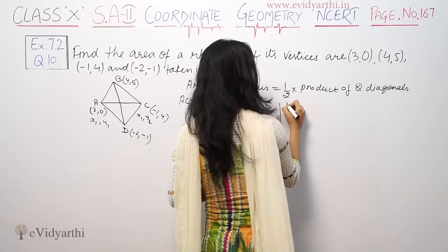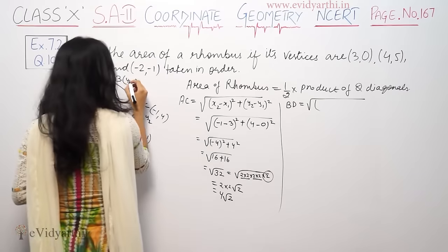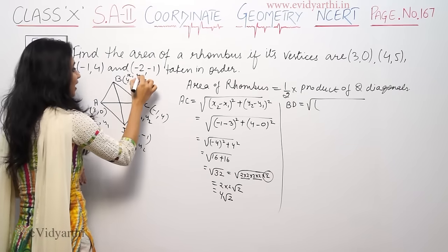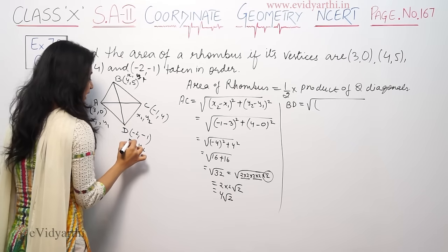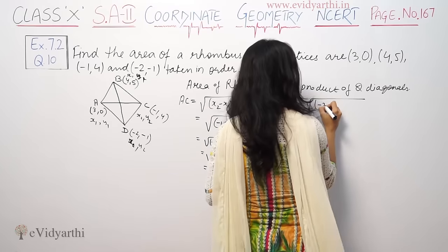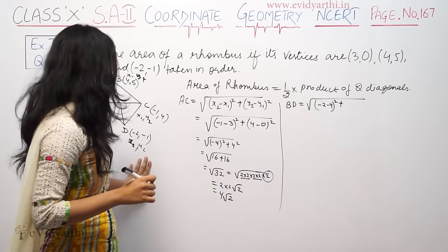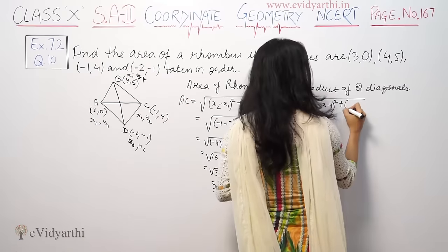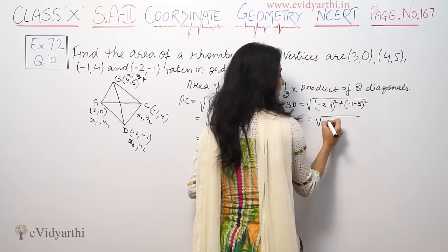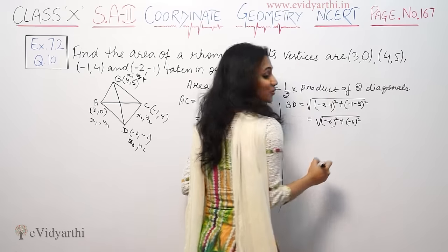Same way we will find the length of BD. BD is equal to under root of (x2 minus x1) whole square plus (y2 minus y1) whole square. So x2 minus x1 is minus 2 minus 4, whole square, plus minus 1 minus 5, whole square. Minus minus is plus. Minus 6 whole square plus minus 6 whole square.